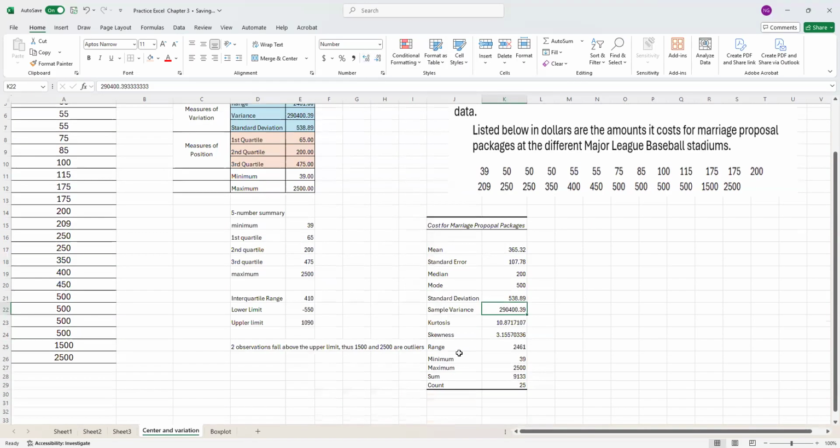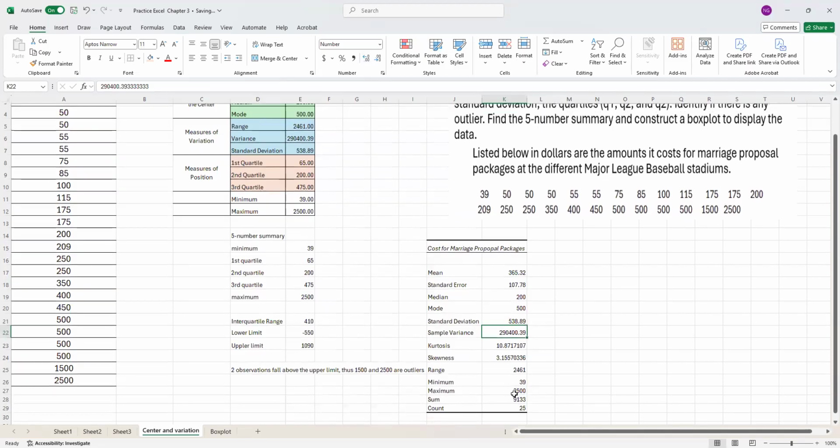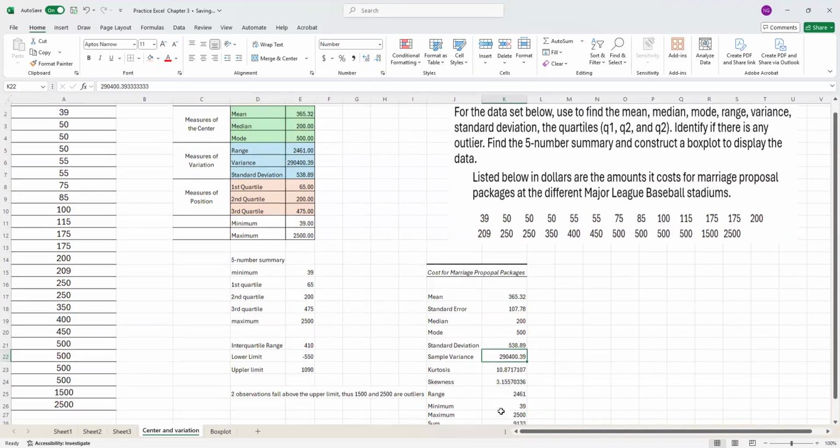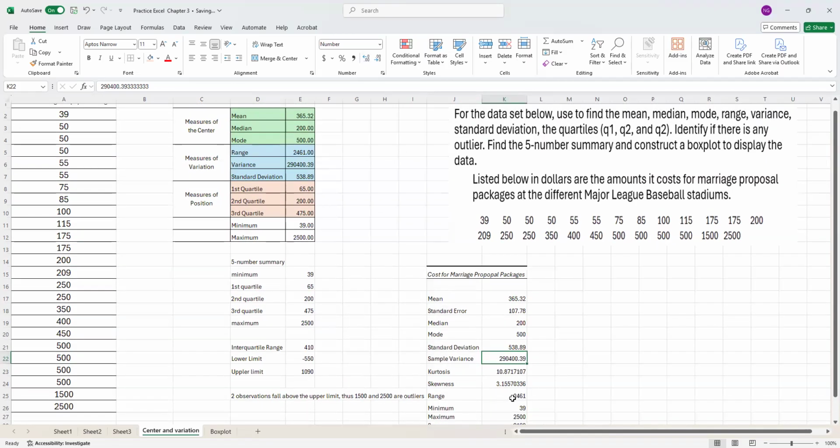And we have the minimum 39, the maximum 2,500. The number of data is odd, it is 25. All right. You see the range is 2,461, exactly the same. You see the mean, the median, and the mode. The median is 200, the mode is 500.